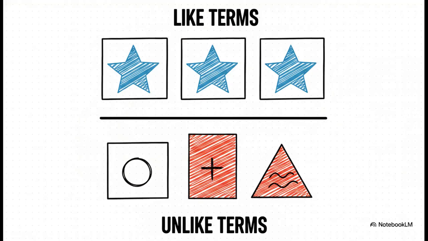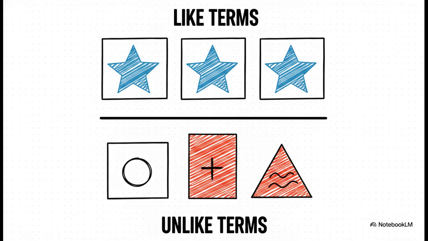On the top, we have our like terms. These are terms where the variables and their exponents are exactly the same. So 7x and -4x are like terms. Even 3abc and 0.5bca are like terms because the letters themselves are identical, even if the order got shuffled a bit. Now below that line, we have unlike terms.